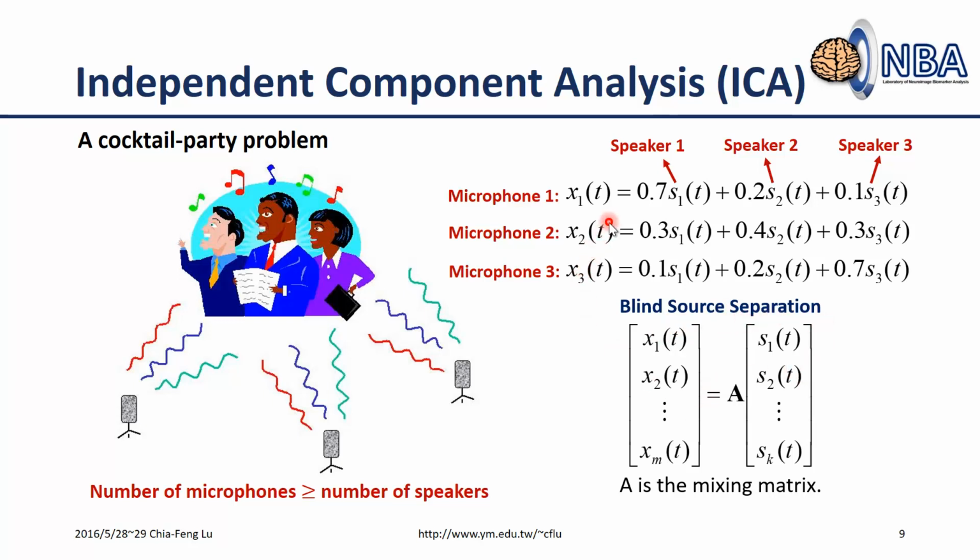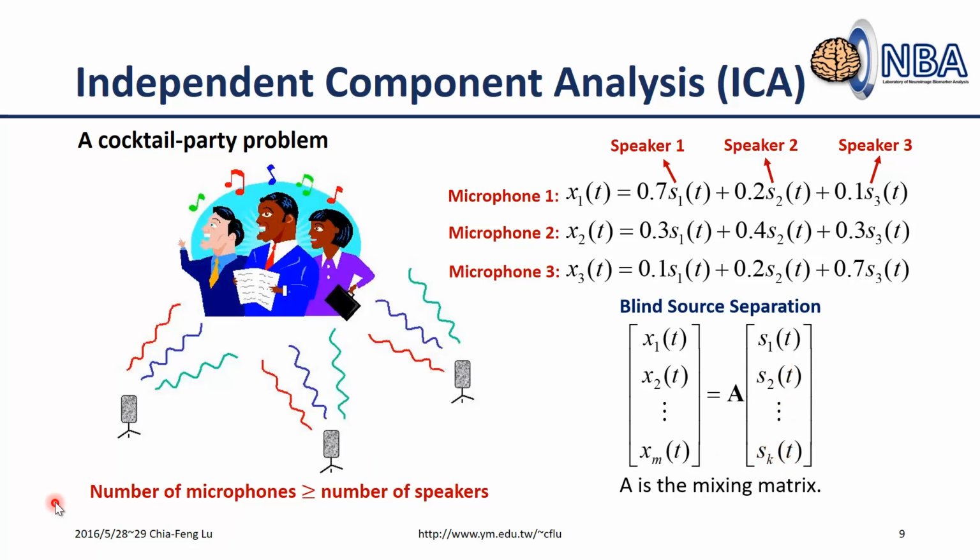We can rewrite these 3 equations into a matrix form. So we may put all the measurements here. Sometimes you may have more than 3 measurements, so you may have x1, x2 to xm, if you have m measurements. For the right-hand side, again, you can assume that you have several different sources. It's not necessarily 3, it can be more.